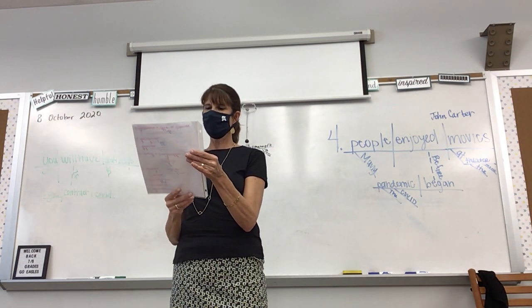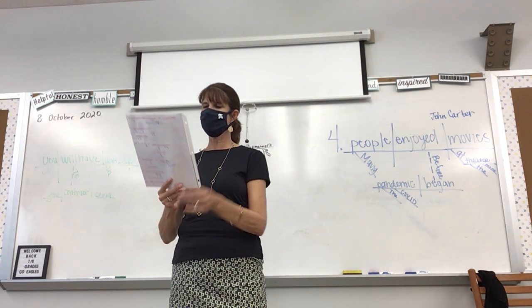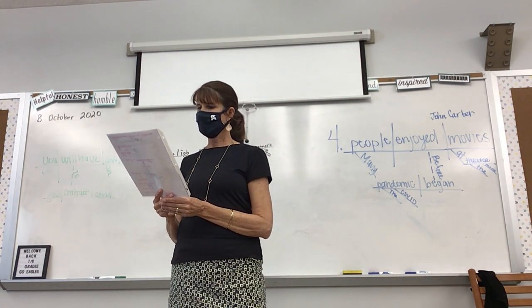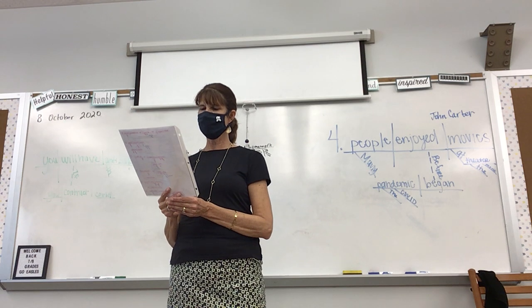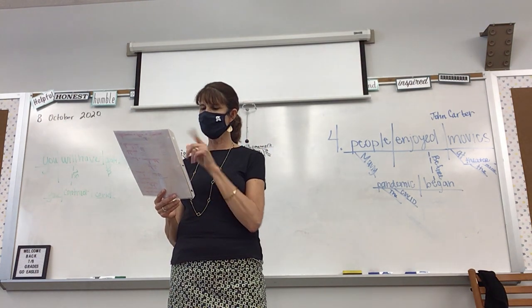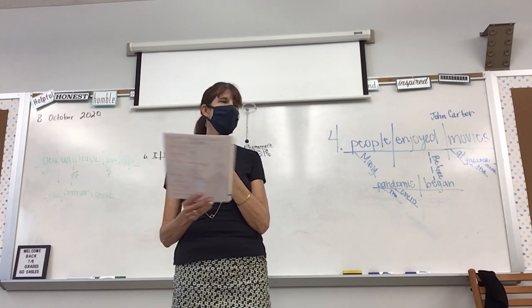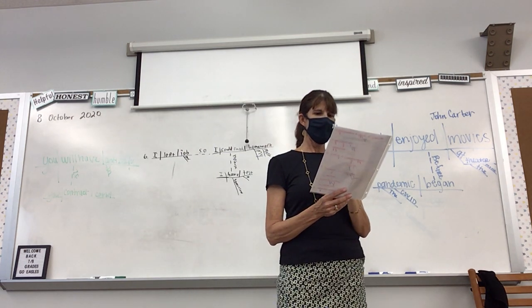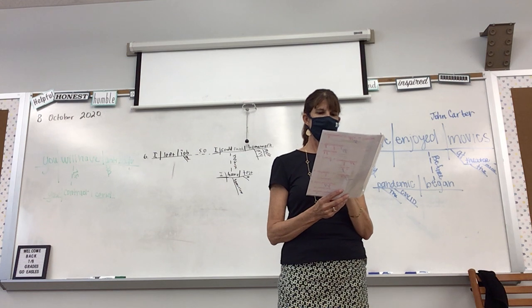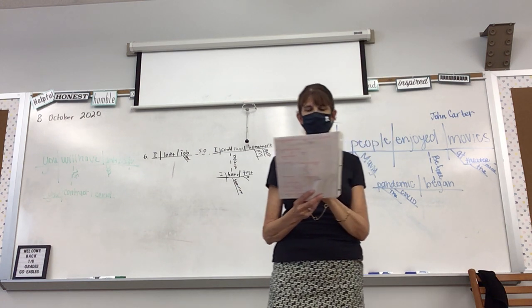Number 3, Olivia, what did you circle as your conjunction? Unless, so it's a subordinating conjunction. There's an independent clause, a dependent clause. Jacob, did you put a comma anywhere? No, because the dependent clause is at the end. No comma.